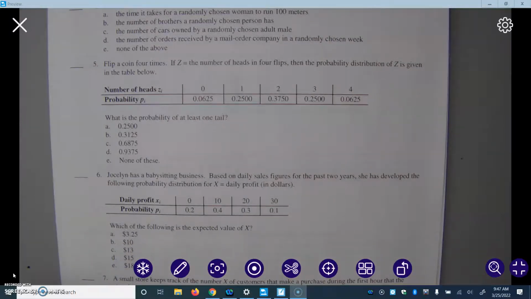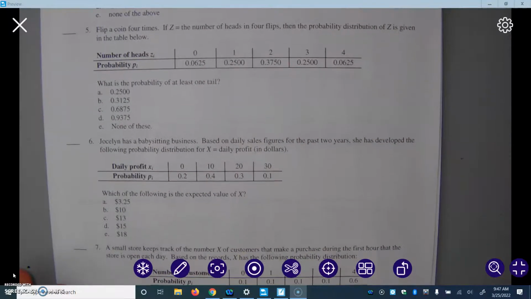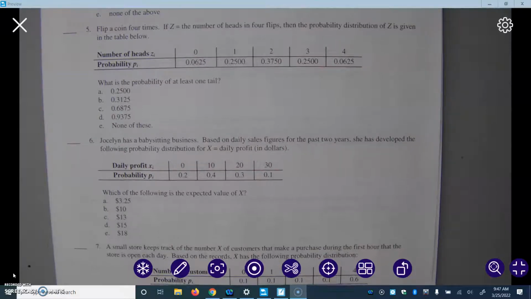Number 6. Jocelyn has a babysitting business. Based on daily sales figures for the past 2 years, she has developed the following probability distribution for X equals daily profit in dollars. Which of the following is the expected value of X?